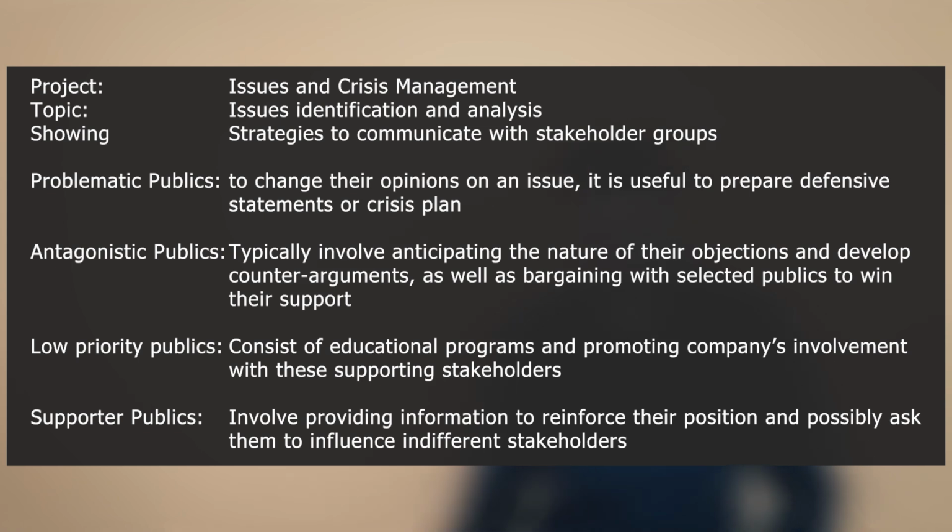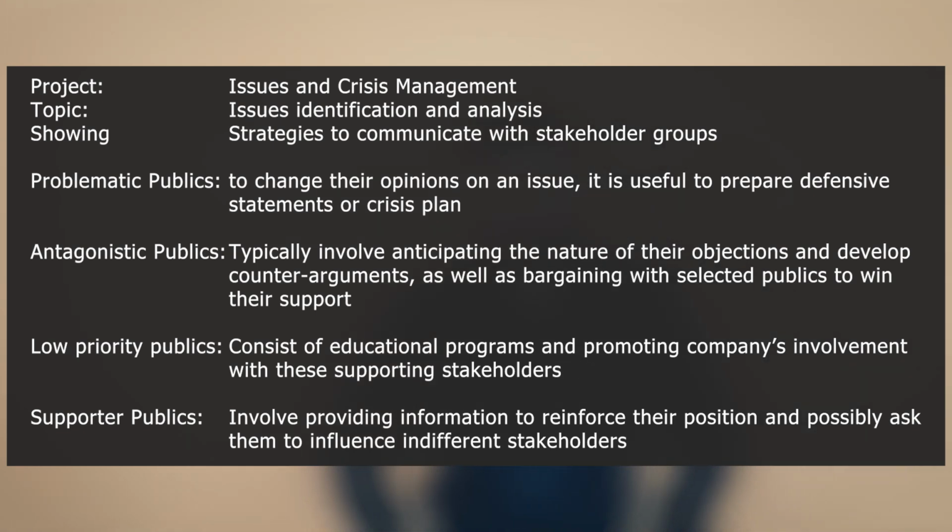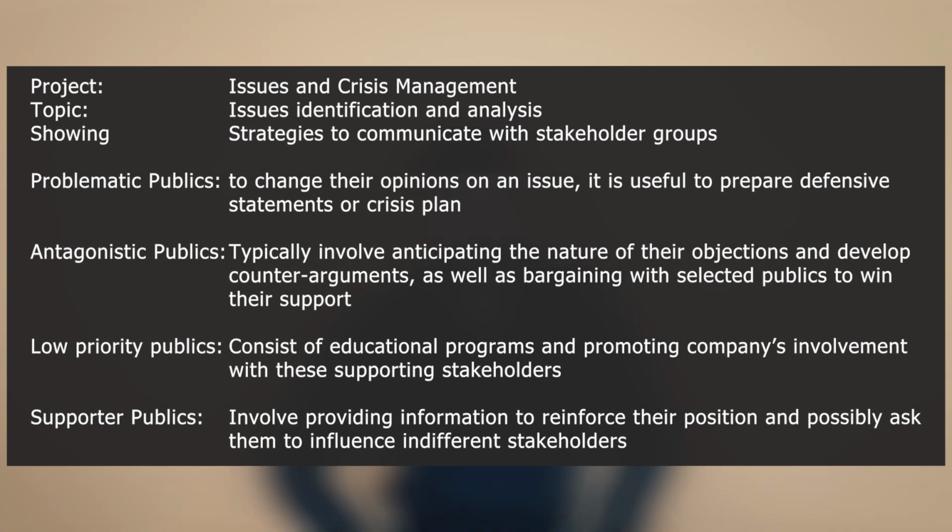Strategies for antagonistic stakeholders typically involve anticipating the nature of their objections and developing counter-arguments, as well as bargaining with the selected publics to win their support. Strategies for low-priority publics consist of educational programs and promoting the company's involvement with these supporting stakeholders. And finally, strategies for supporter stakeholders involve providing information to reinforce their position and possibly asking them to influence different stakeholders.